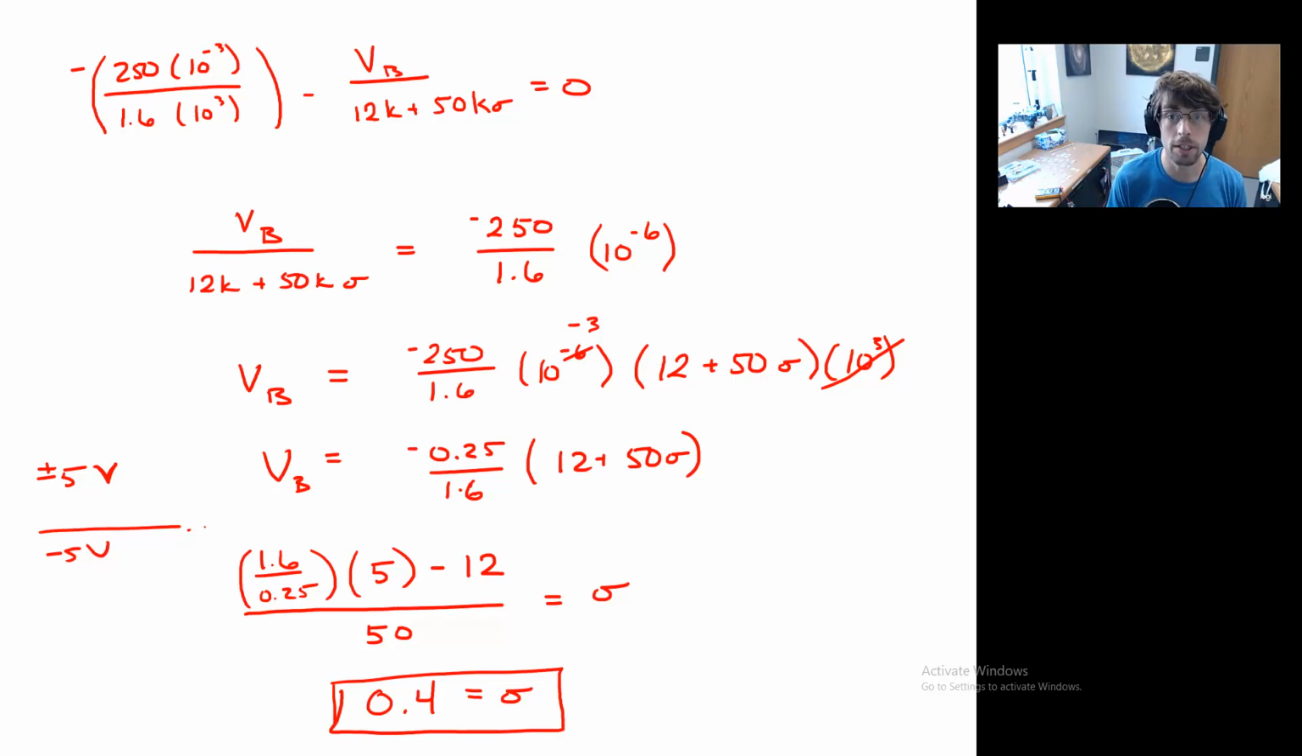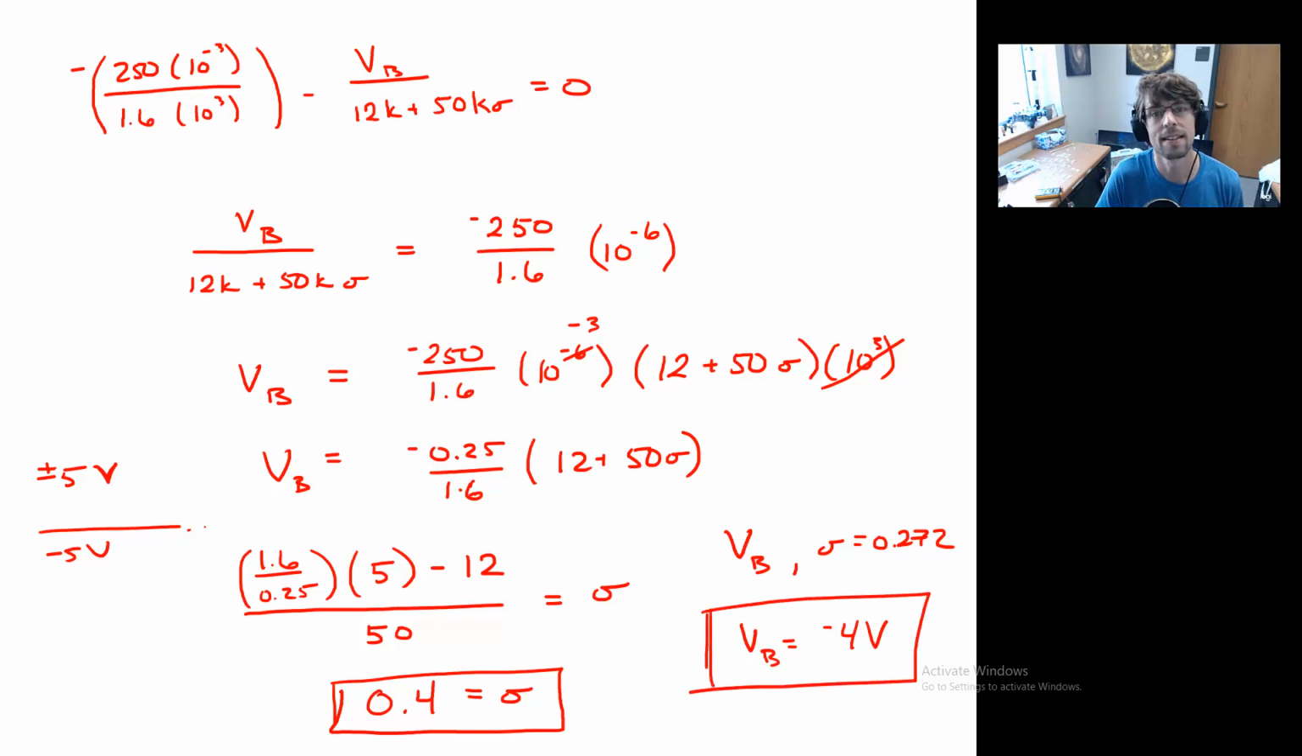Go ahead. We got an expression for VB. How about what is VB when sigma is equal to 0.272? You got it? Yeah, good. Of course, we can just plug this in. And I got VB is equal to -4 volts. Cool, huh? There we go.